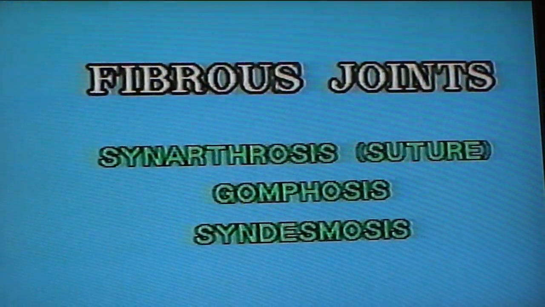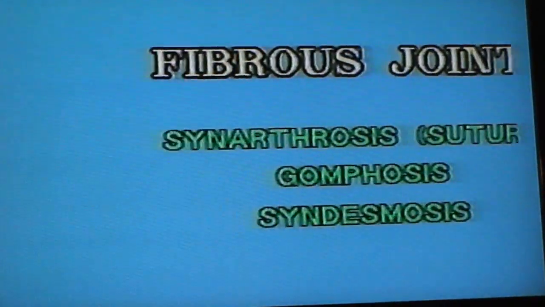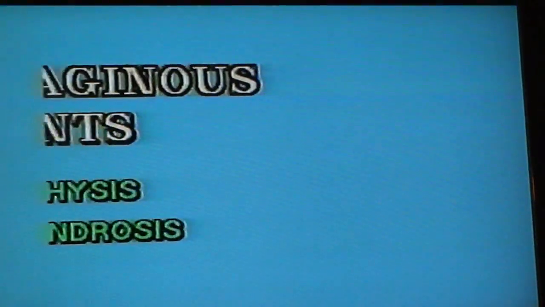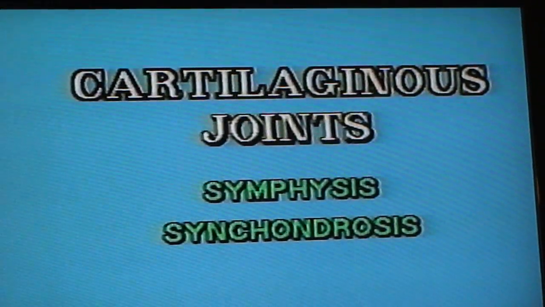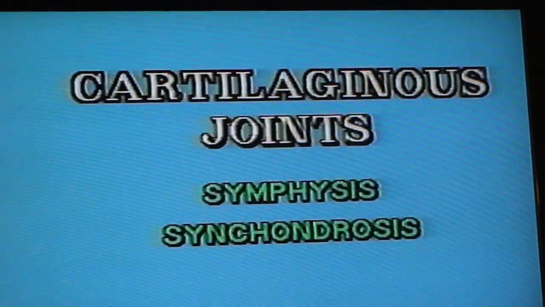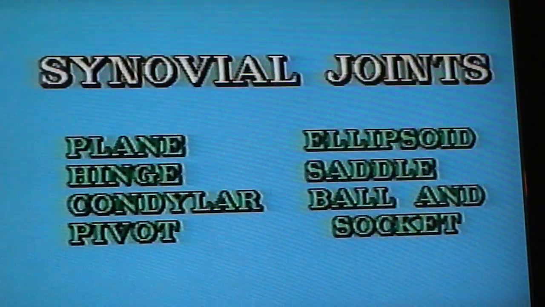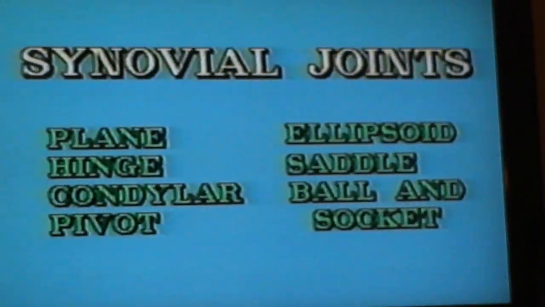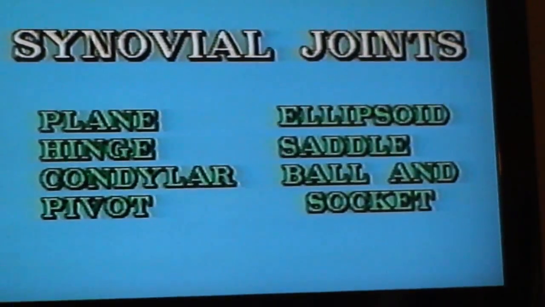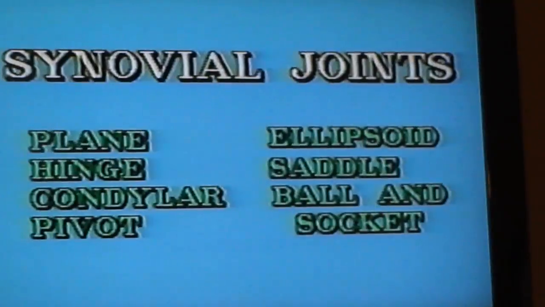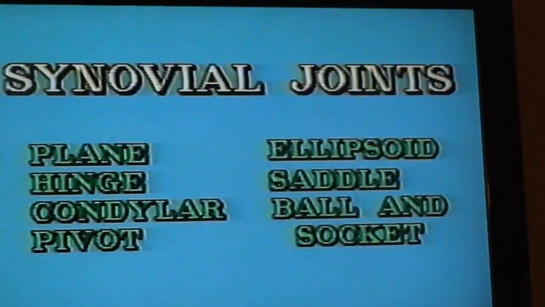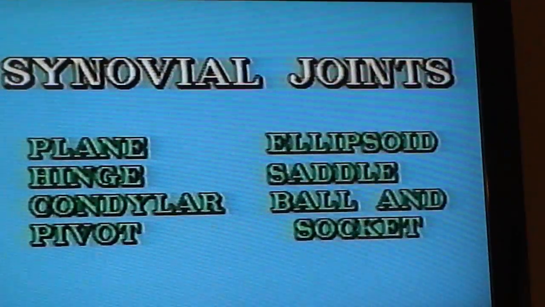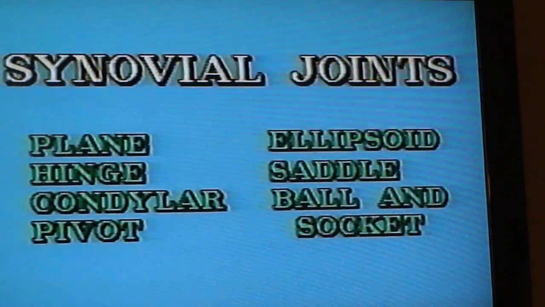The synarthrosis or suture joint, the gumphosis, and the syndesmosis are types of fibrous joints. The types of cartilaginous joints discussed were the symphysis and the synchondrosis. The widest variety of joints is found among the synovial type. These include the plane joint, the hinge joint, the condylar joint, the pivot joint, the ellipsoid joint, the saddle joint, and the ball and socket joint.